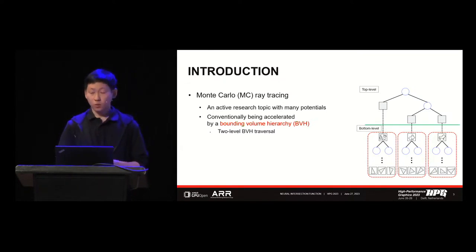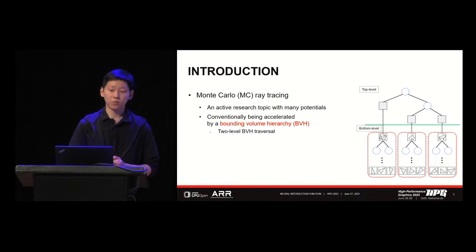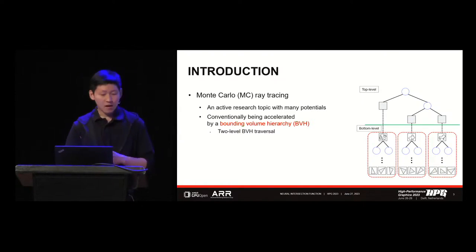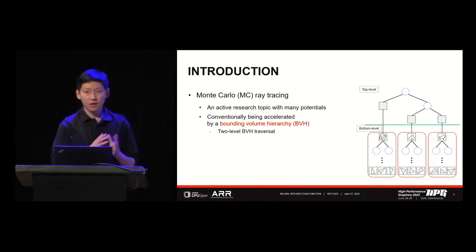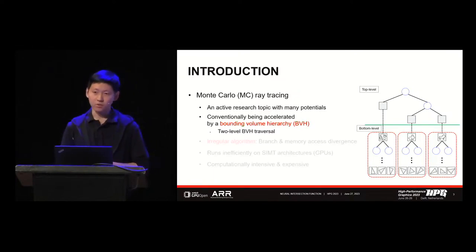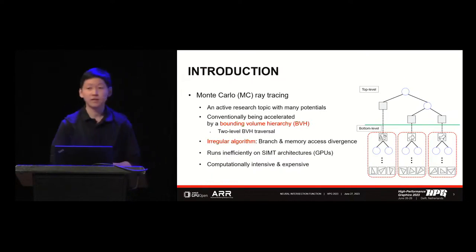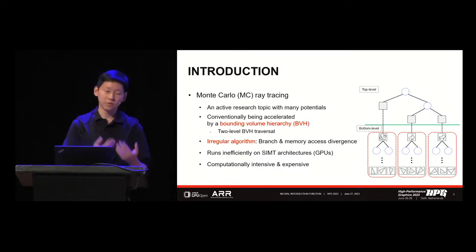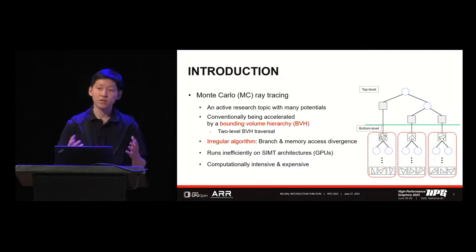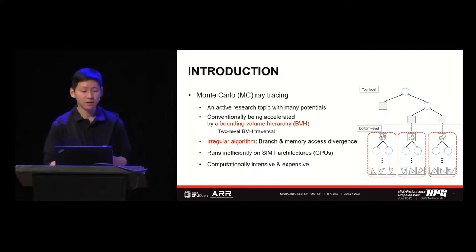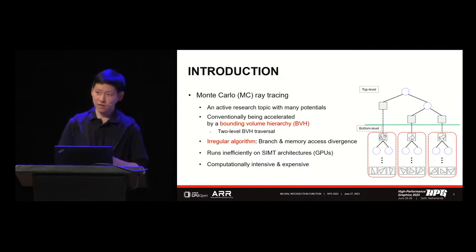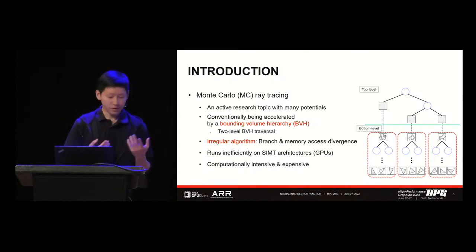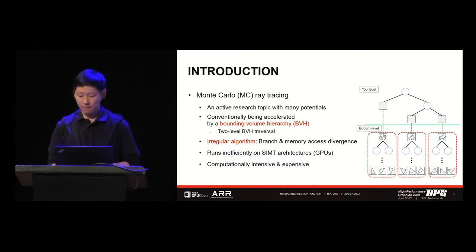Whenever we want to find ray intersections, we first traverse the top level until we hit a bounding box at a leaf, and then we continue to traverse the bottom level of the BVH. This kind of process is not good to run on GPUs. It's not effective because it is an irregular algorithm, which means during the process we will have many branch divergences and memory access irregularities. That's not good for SIMT architectures. So overall, this is very expensive.